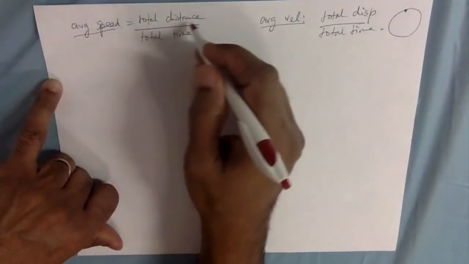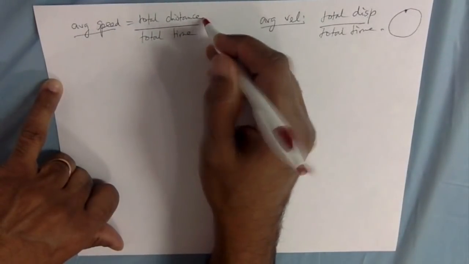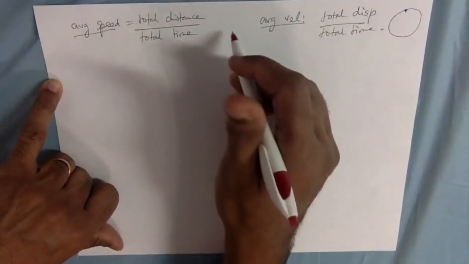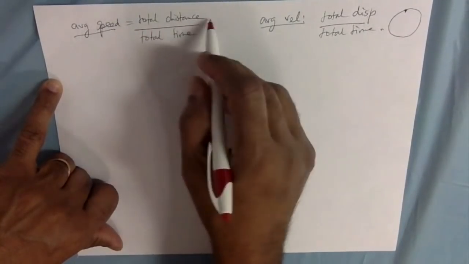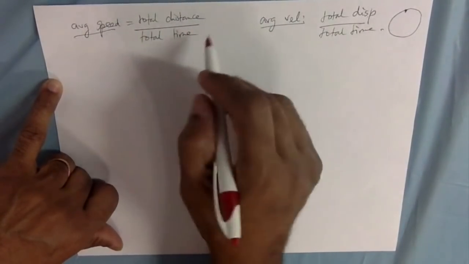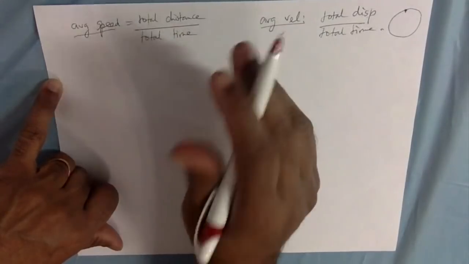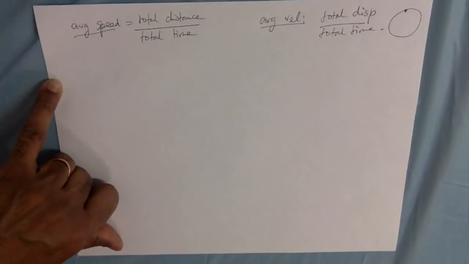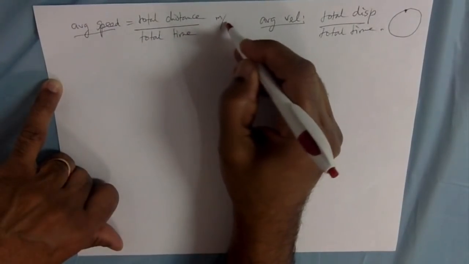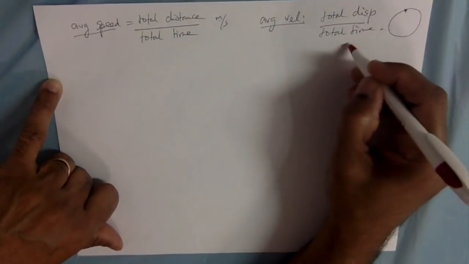Now, if the units for distance are given in miles or kilometers, you must know how to change it to meters. Similarly, the time, if it is not given in favorable units, you have to change it to time in seconds. Only then can you get your answers in the right unit, meters per second.